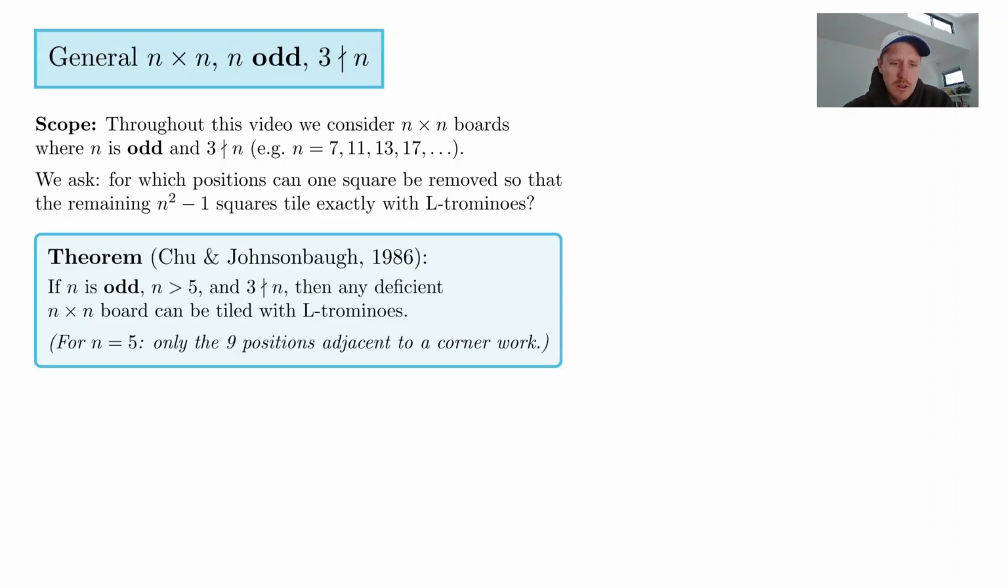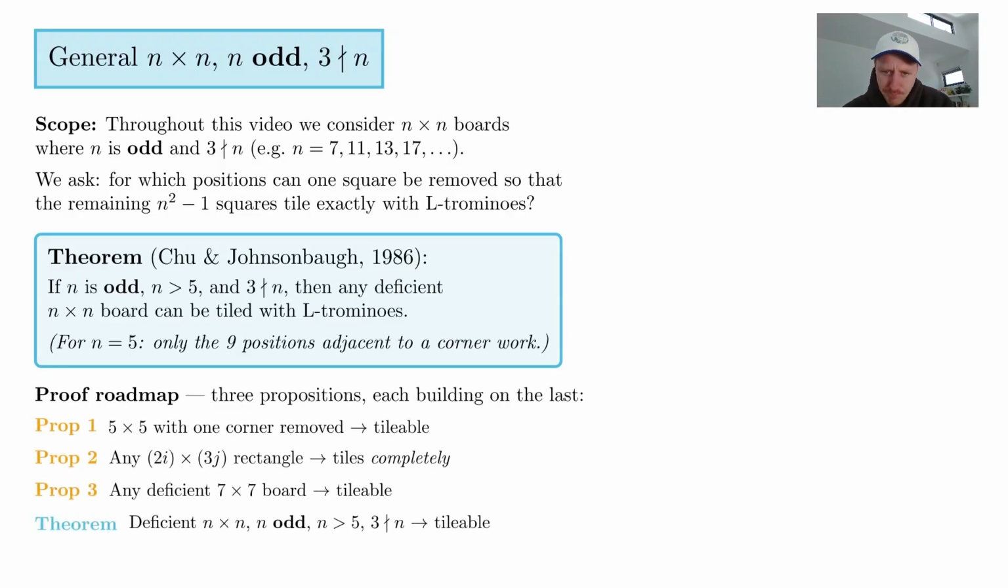Okay, so here are the propositions we need to understand before we can actually prove that theorem. The first is this: we need to look at a 5 by 5. Essentially, a 5 by 5 can be tiled with one corner removed, and that's going to be important. Proposition 2, we're going to look at rectangles. Proposition 3, we're going to look at deficient 7 by 7 boards. And then the theorem is obviously what we're trying to prove based on these propositions. And hopefully, it'll all come together at the end.